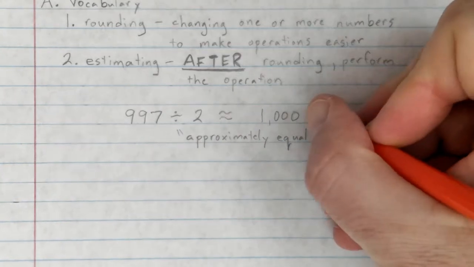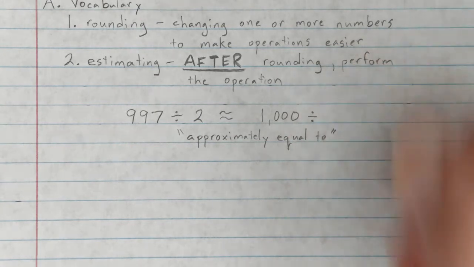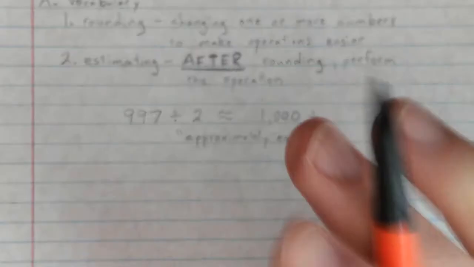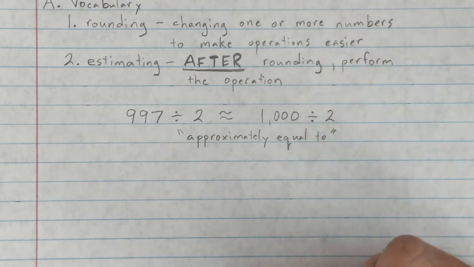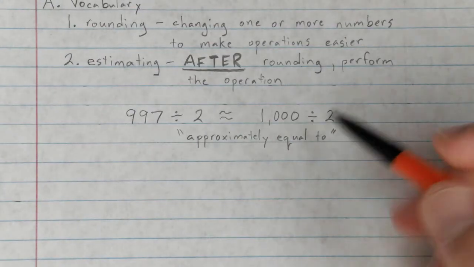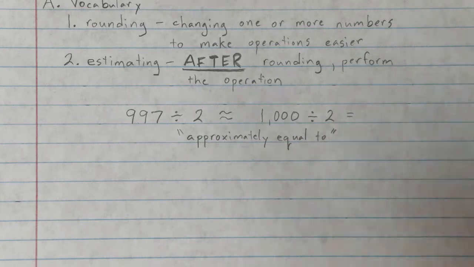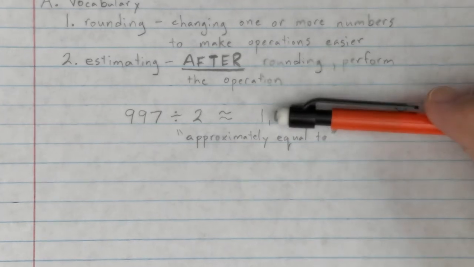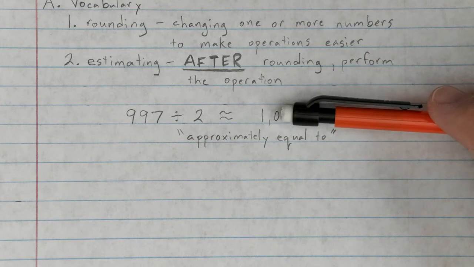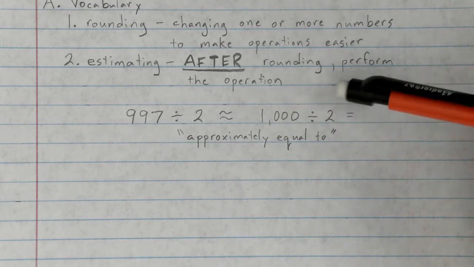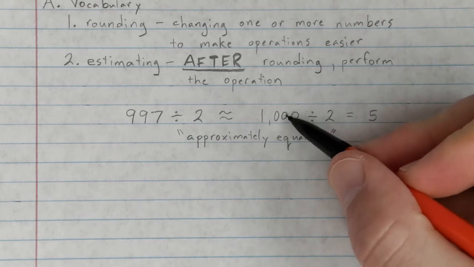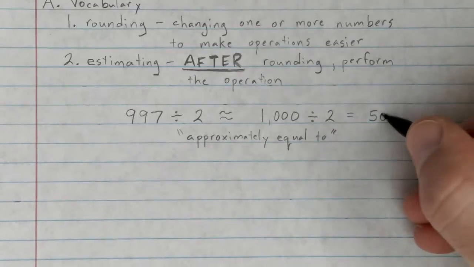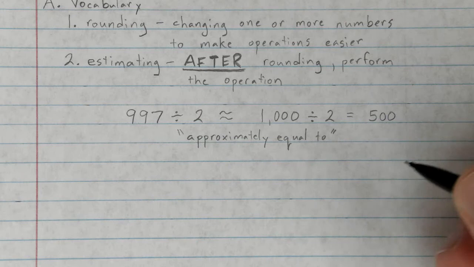Now the second number, I usually don't want to mess with too much, especially if it's a single digit. So I'm going to leave it alone, 2. Because 1,000 divided by 2, this one should be pretty easy to do mentally. I mean, really, all you have to do is 10 divided by 2. 10 divided by 2 is 5, and then you just put the other zeros on. 500.